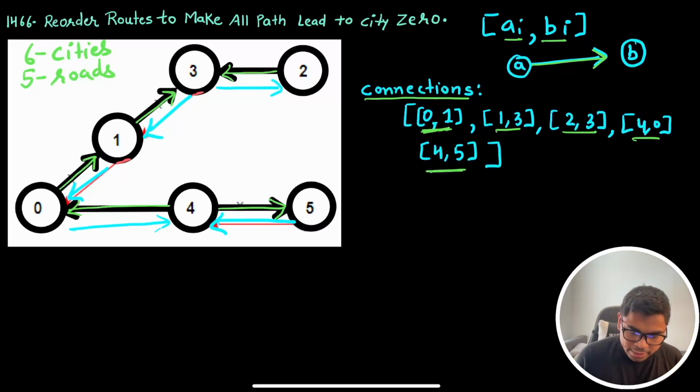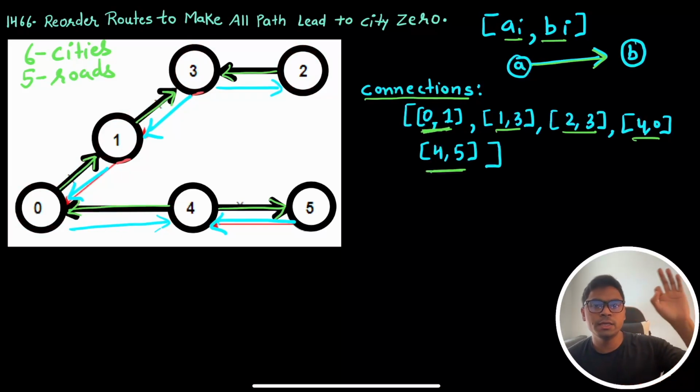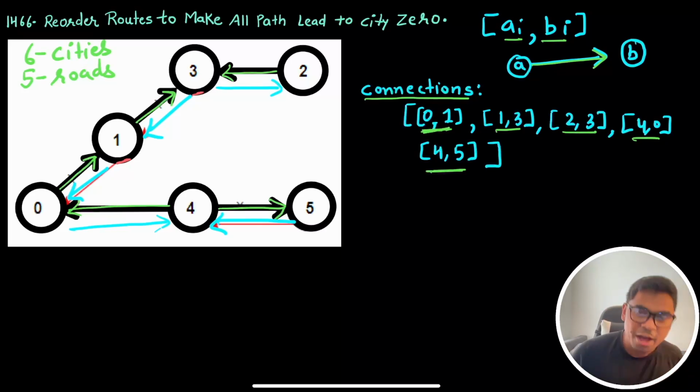So if I stand on, let's say, 5, there is a path to go to 4, and from 4 I have a path to 0, 0 to 1, 1 to 3, 3 to 2. So now I can stand on any of the cities, and I have the ability to go to any other city.